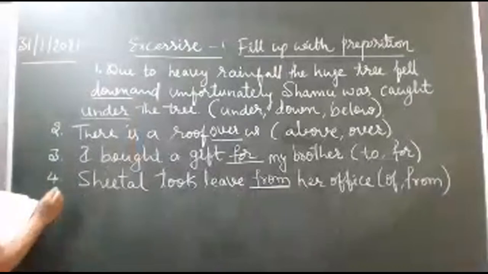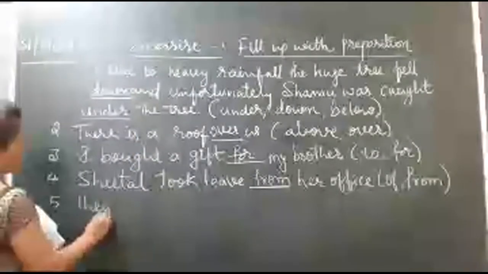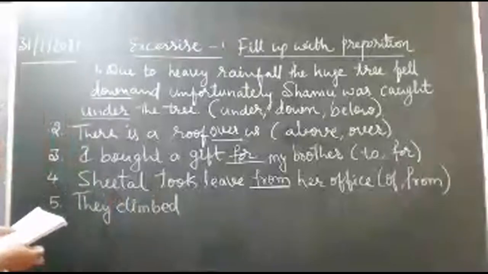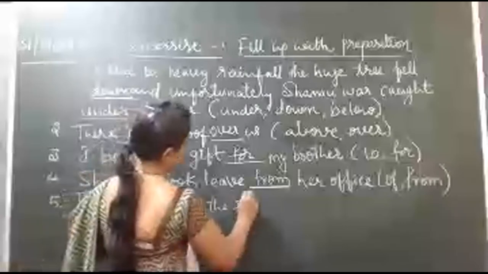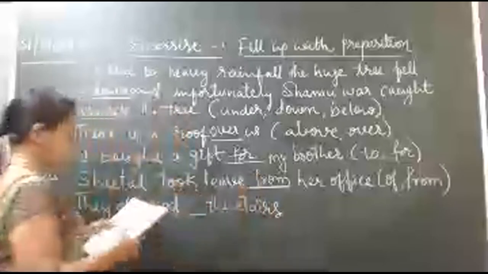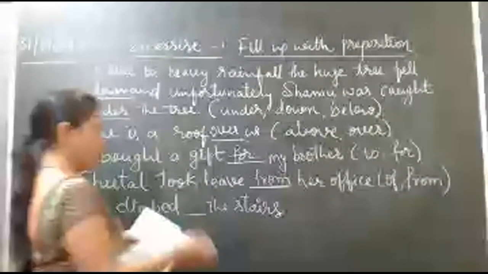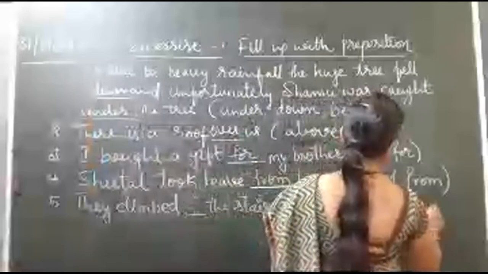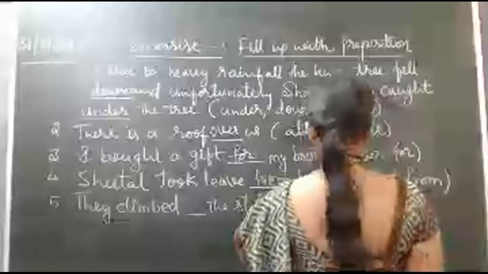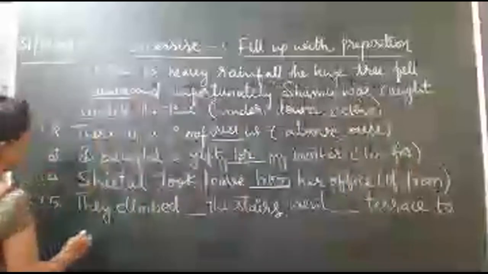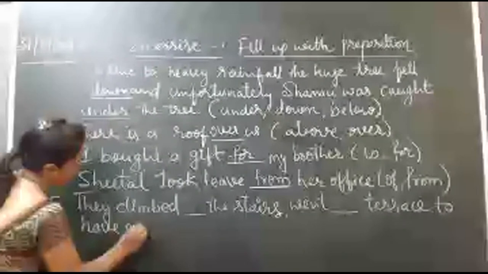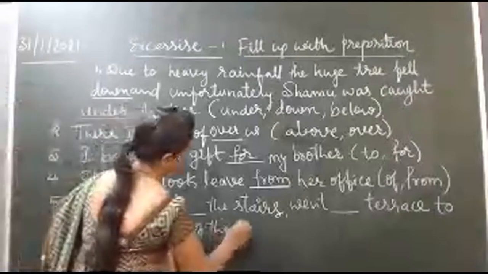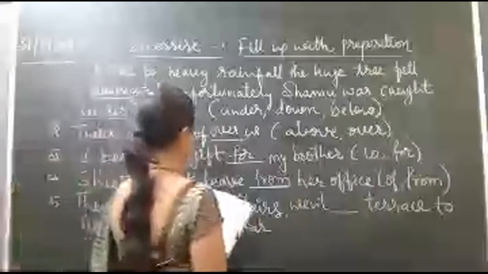Next fifth one. They climbed dash the stairs, comma, went dash the terrace, went dash the terrace to have a view of the stars, of the star-studded sky. Right.